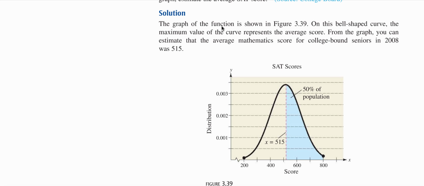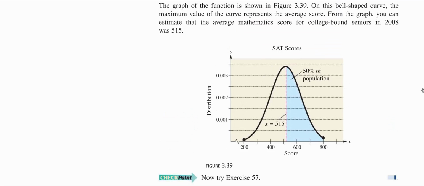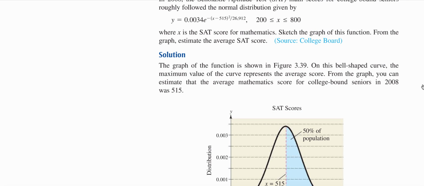So the graph of the function is shown as follows, 200 to 800. The average will always be located at the dead center of the bell-shaped curve. 50% of the population will be above that value, above the average, which makes sense, and 50% of the population will be below that average. And so, in this case, the average value for SAT score was 515.